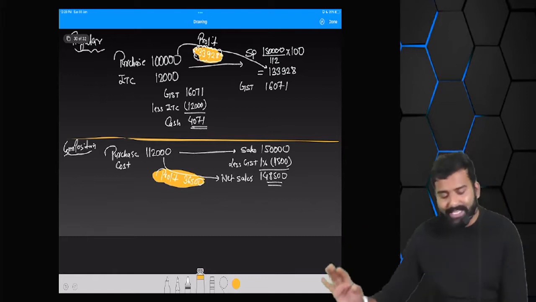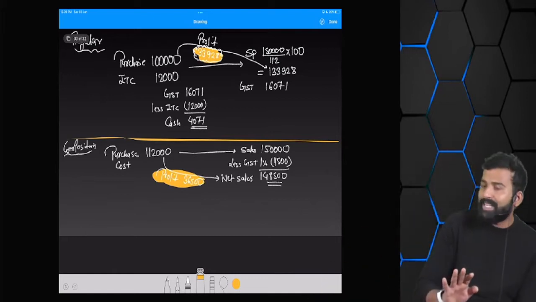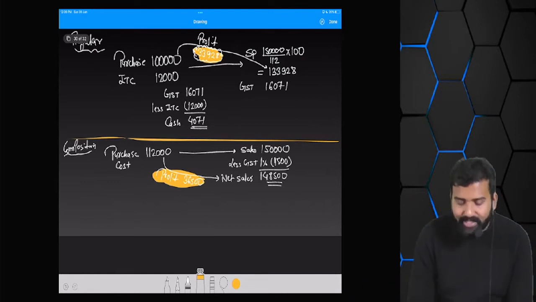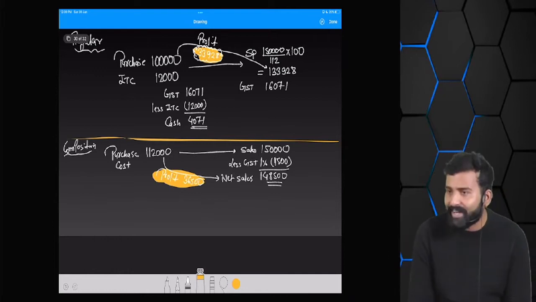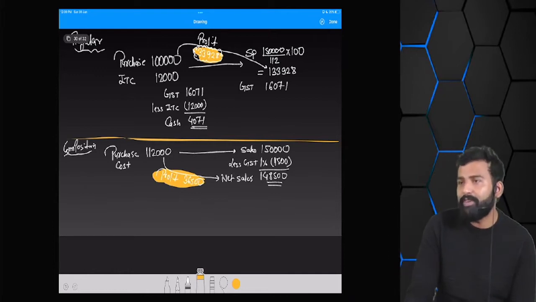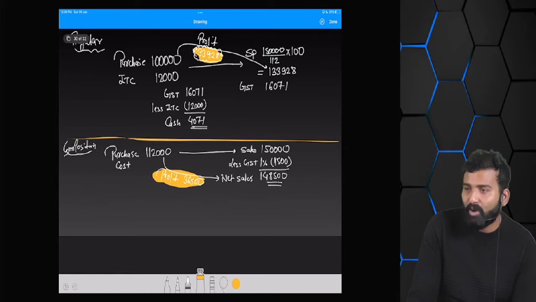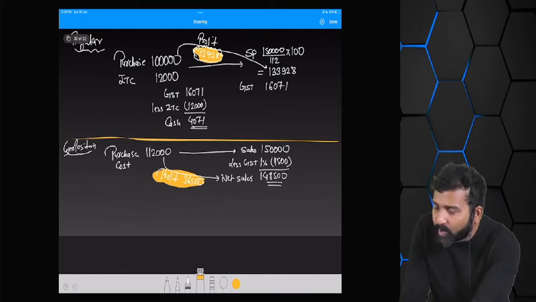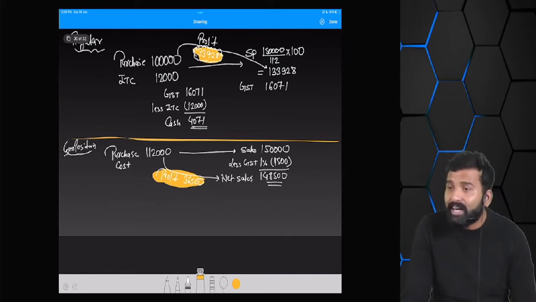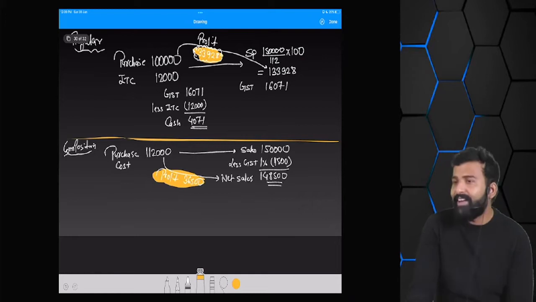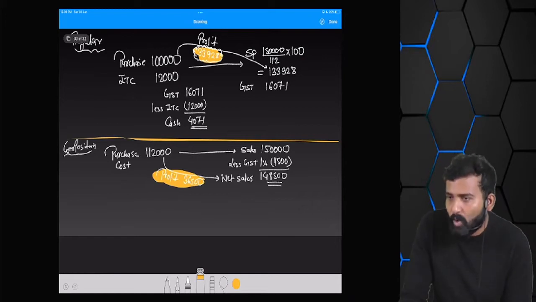So he is purchasing for rupees 112 and selling it for rupees 150. So his profit was 38,000. Out of his 38,000 profit, he has paid GST of rupees 1,500. So his net profit is 36,500. Now you can compare what is more beneficial. Of course, the composition scheme is more beneficial because he is earning higher profit in the composition scheme as compared to the regular taxpayer. His profit is 36,500 in the composition scheme.